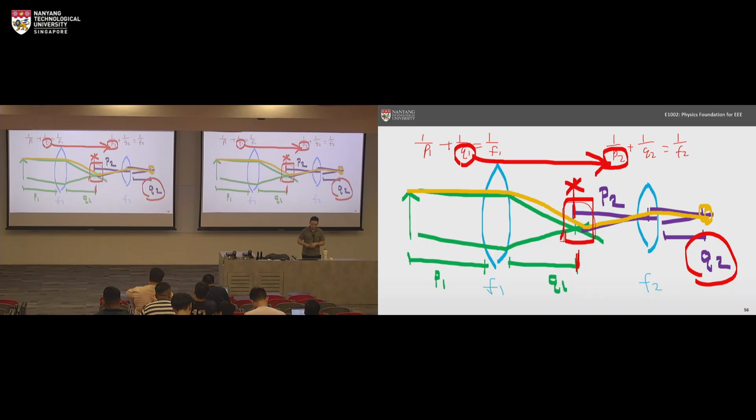In your tutorials, you will see a lot of questions on this. It can be mirror plus mirror. It can be mirror plus lens.